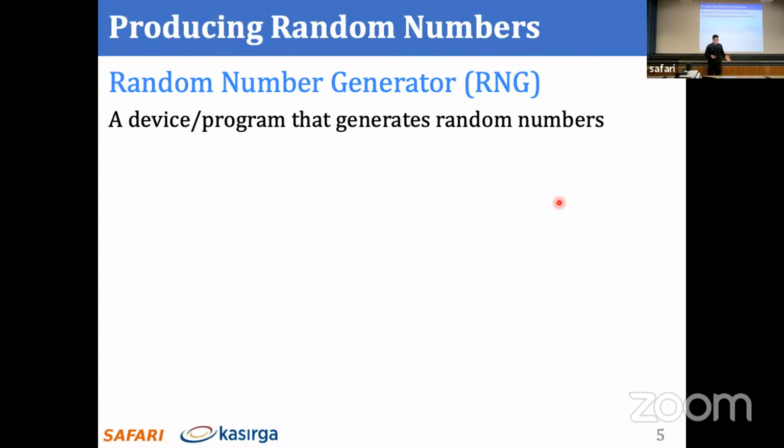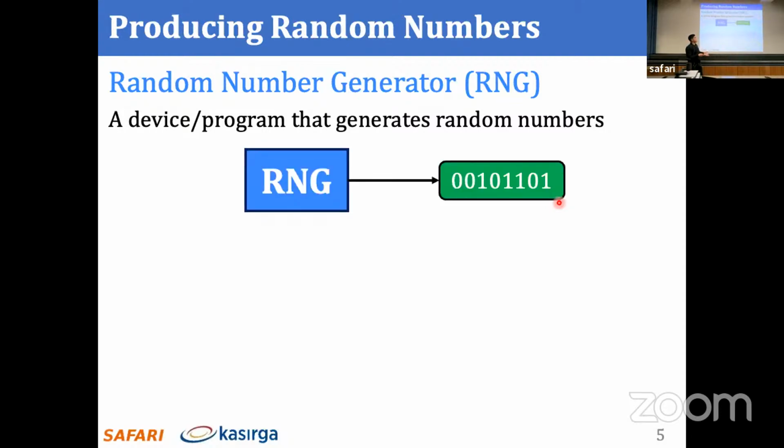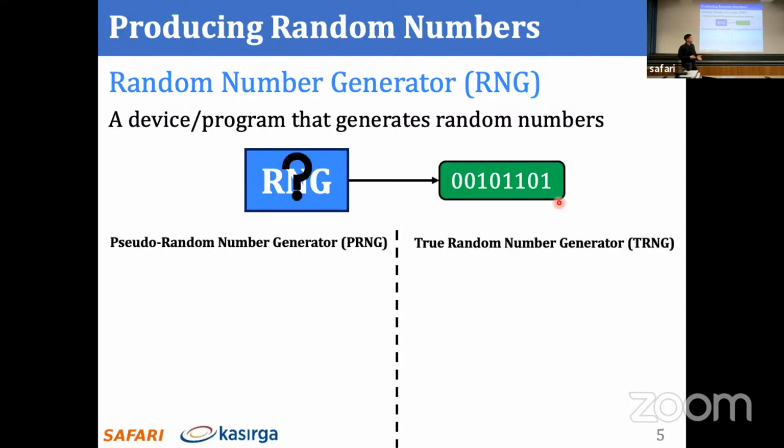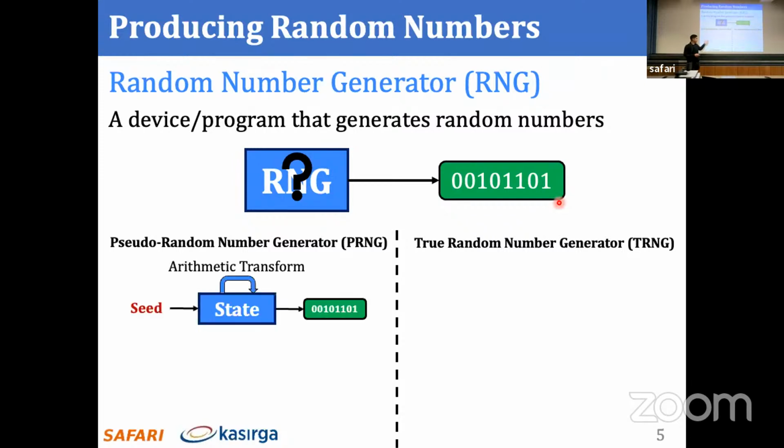To produce random numbers, we use what's called random number generators. This can be a device or a program that will generate random numbers that will produce a random bit sequence. When we look at how these generators generate random numbers, we see two different ways of doing that. The first one is pseudo-random number generators.